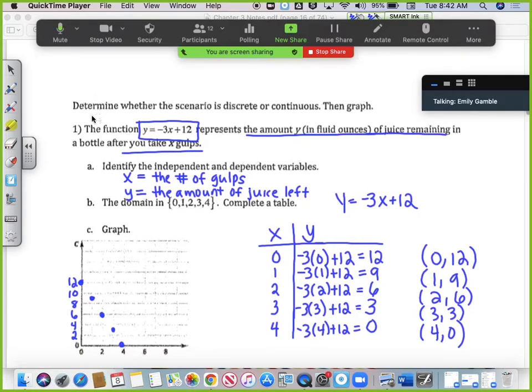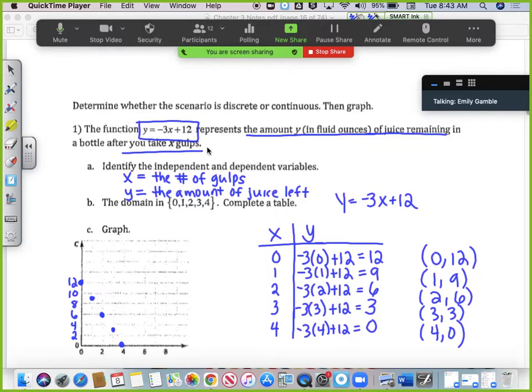So the one thing we didn't answer yet, now that we have the graph filled in, is determining if the scenario is discrete or continuous. Discrete means that you should have just a set of points here like this, and there should be no line in between. And continuous means there should be a line in between, and I would draw a line through these points. So we would have to think about that. In order to be continuous, there has to be points in between each little point.